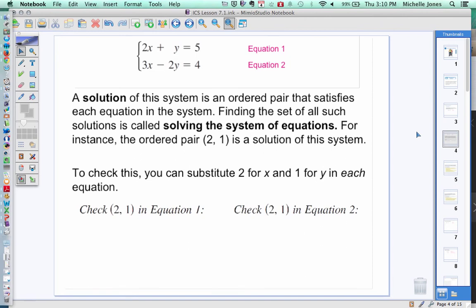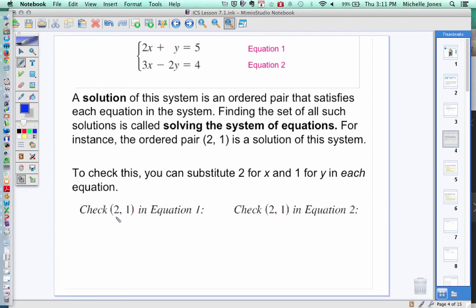So here are those two equations again. We're going to figure out if an ordered pair is in fact a solution to these two equations. So what is a solution? A solution is an ordered pair that satisfies each equation in the system. Finding the set of all such solutions is called solving the system of equations. For instance, the ordered pair 2, 1 is a solution to the system, so let's see why.